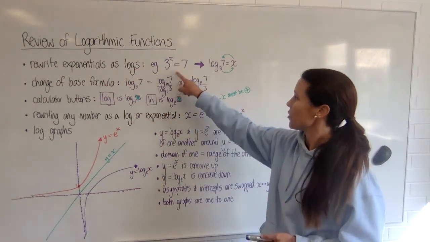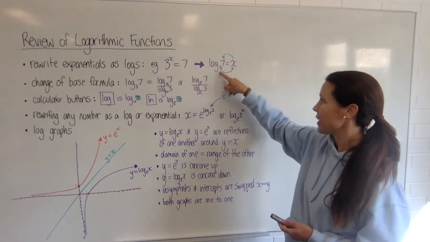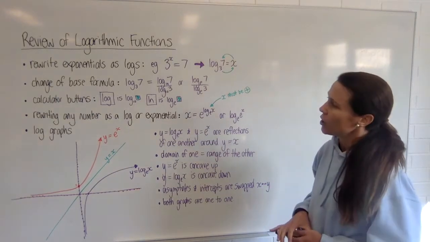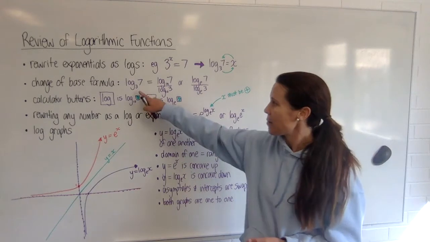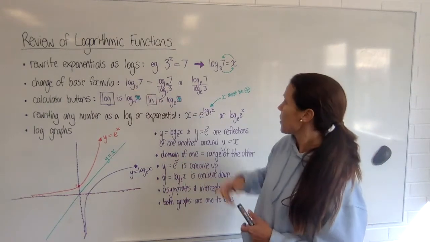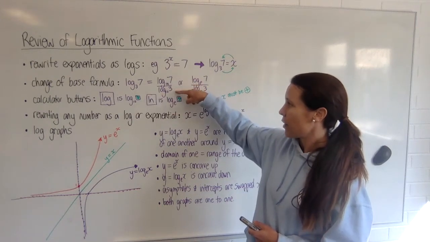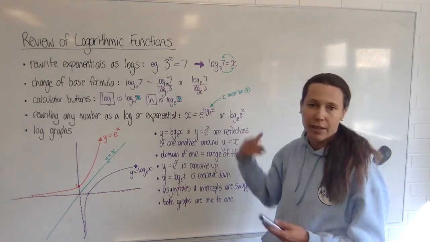So take an exponential expression and remember we tell the story. Start with the base down here, 3 to the power of x equals 7. You should also know the change of base formula so that you can work out any log with any base using your calculator. So something like this same expression here, I can write it as a fraction using base 10 in both cases or base e in both cases.